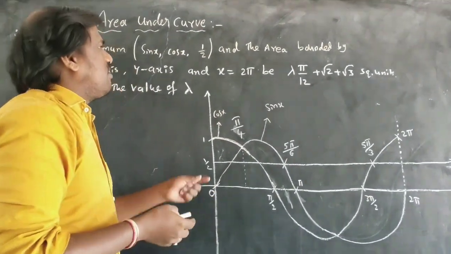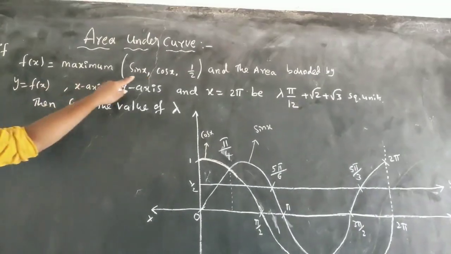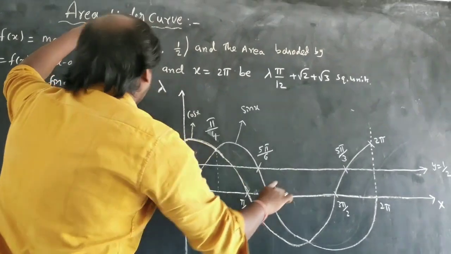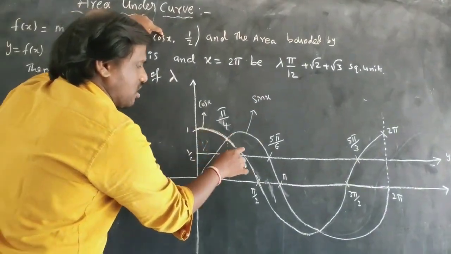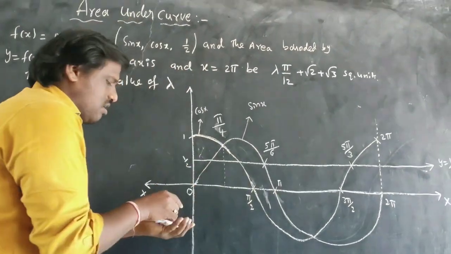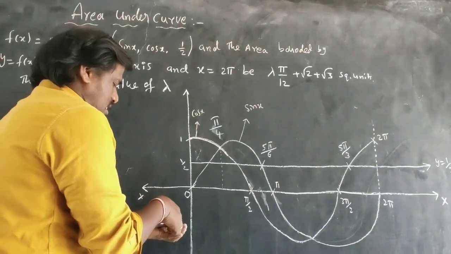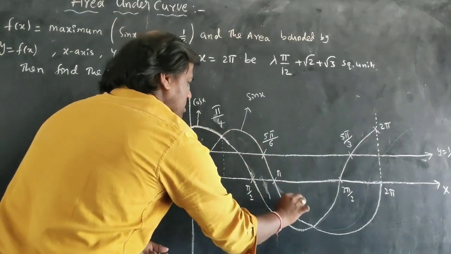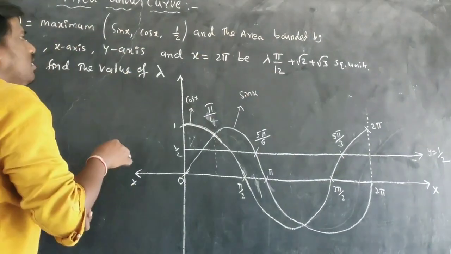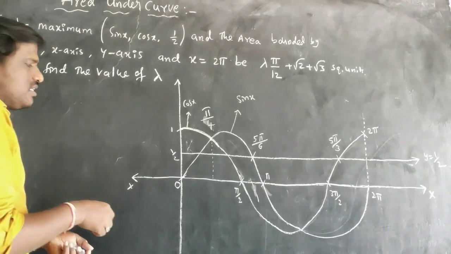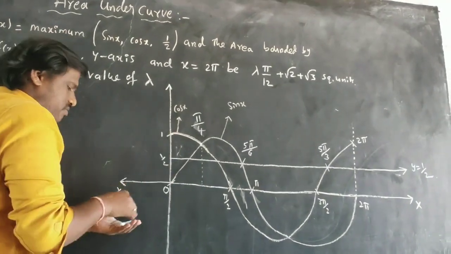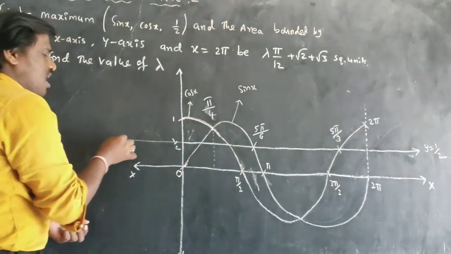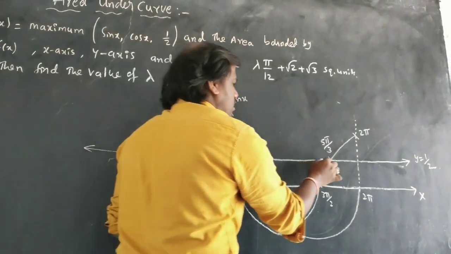And one more thing they have given is the line half. Here the sin x graph I have drawn, and this is the cos x graph. Hope you understand what I have said. Till 2π I know. And half, half means what? Between 0 and 1 there is a half, and that line is this. This is the line half.